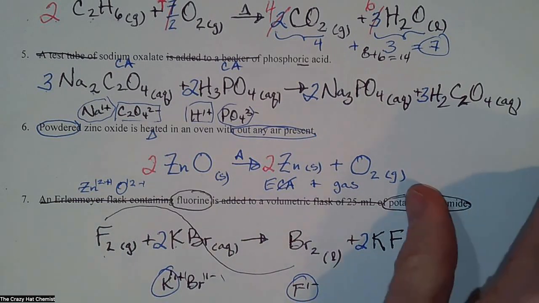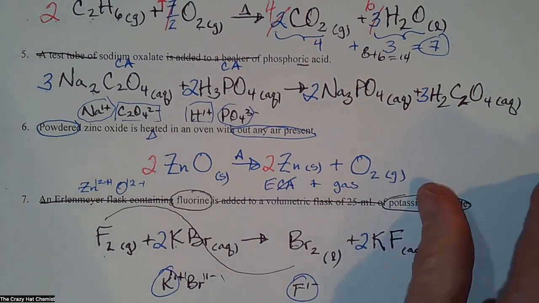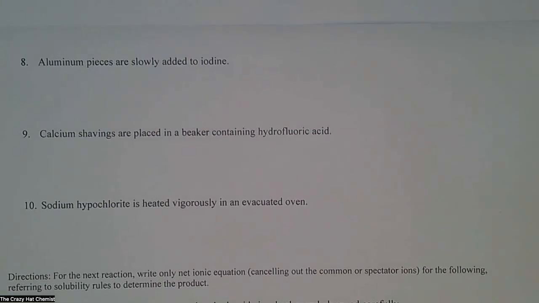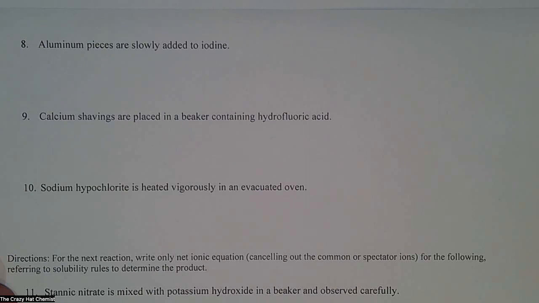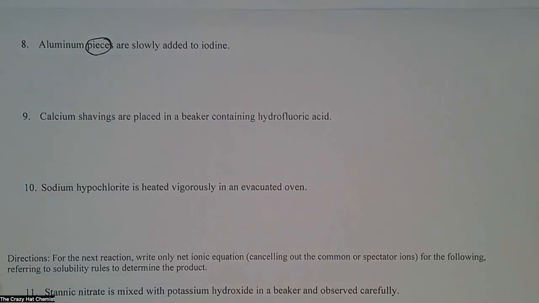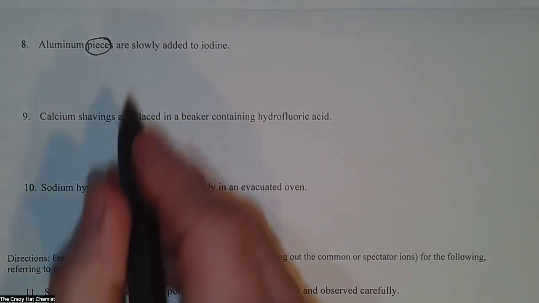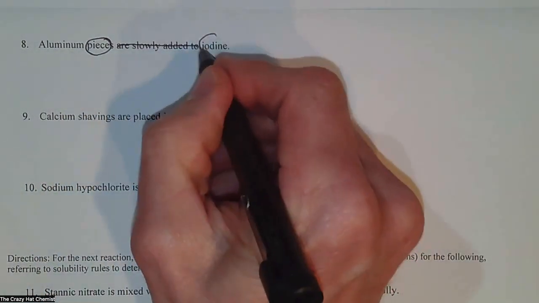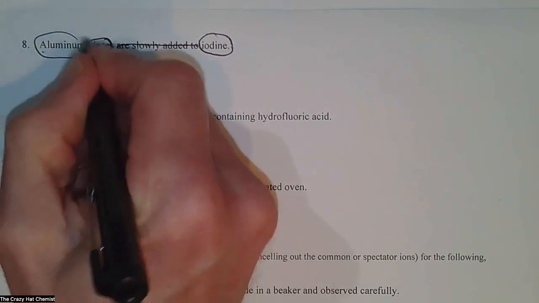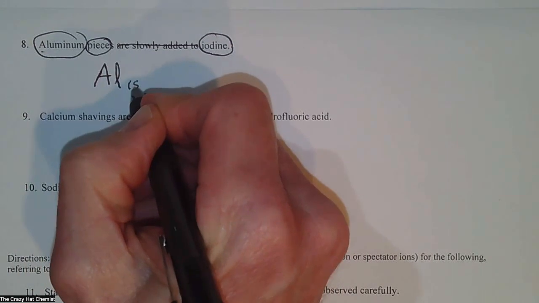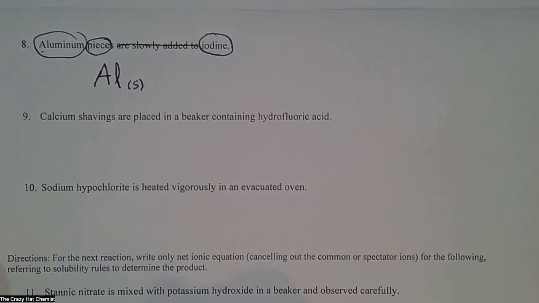So I'm going to switch over to the next piece of paper and the page here, and that comes right over here. And let's move this down to number 8. Okay, so here we go, number 8. Number 8, it says aluminum pieces. Pieces means that it's hopefully a solid. Is slowly added to iodine. So it doesn't matter if it's slowly or quickly added. So I've got aluminum. Aluminum is Al, and it is a solid at standard conditions.